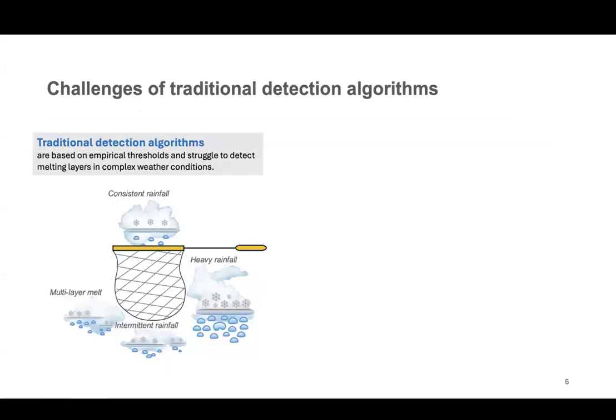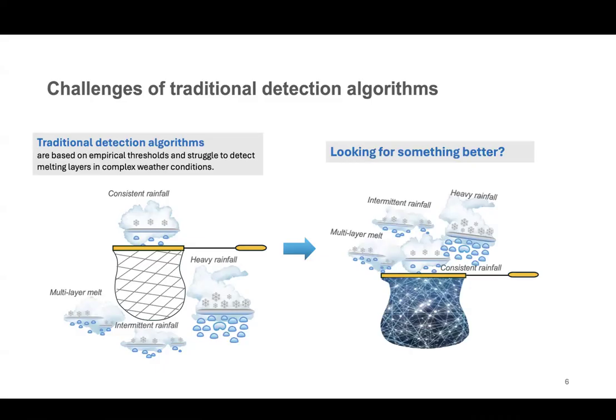Therefore, in addition to the velocity folding case, the traditional detection algorithm would also struggle to detect melting layers in other complex weather conditions as well, including multiple melting layer cases and discontinuous rainfall, and also when the melting layer is very close to the surface.